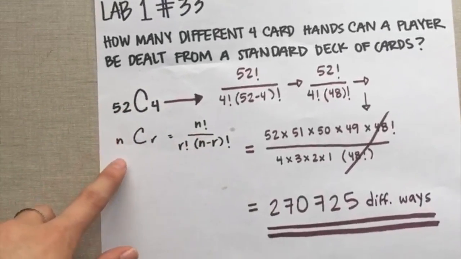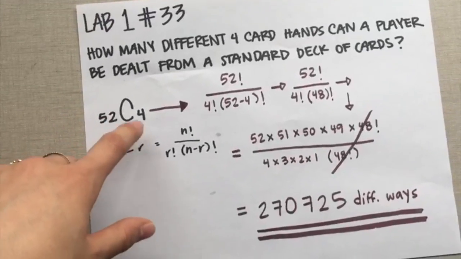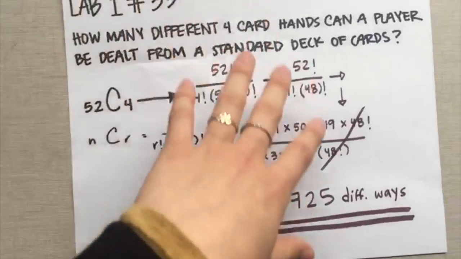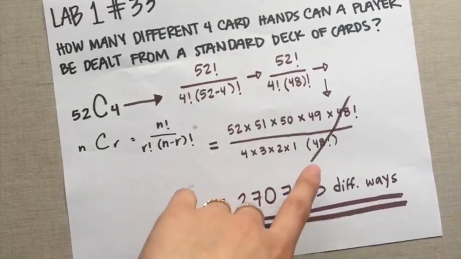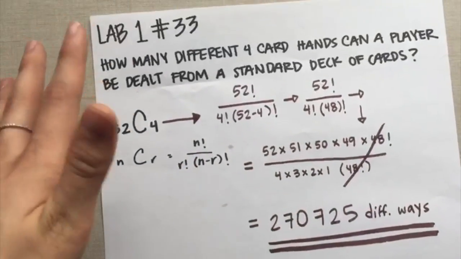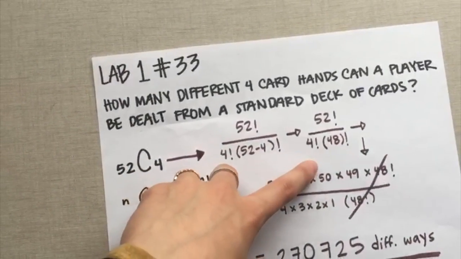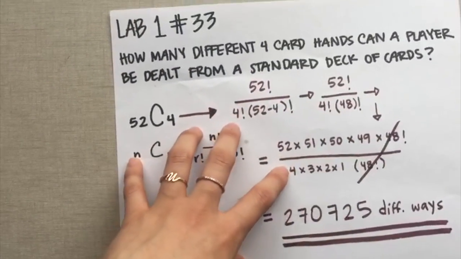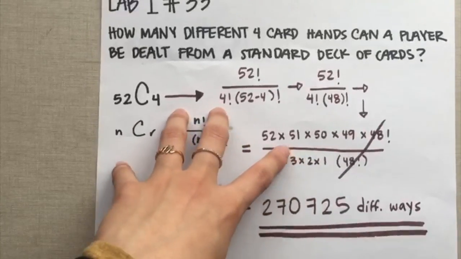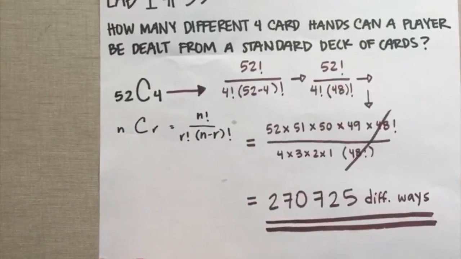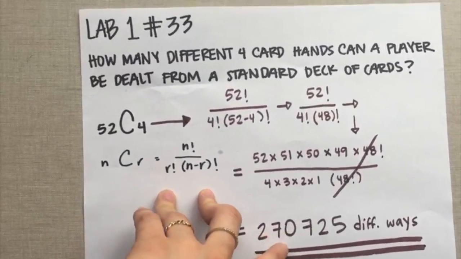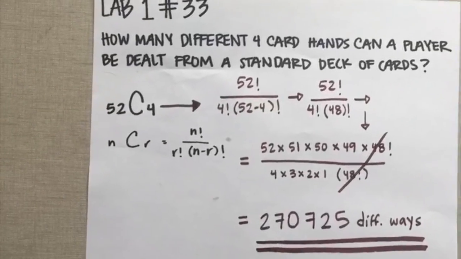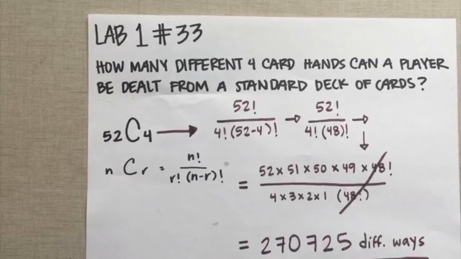This is the formula we're going to use, 52 being the N and the R being the 4 cards we are going to choose. When you expand the formula, you can eliminate the 48 and you will be left with 52 times 51 times 50 times 49 over the expansion of the 4 cards, which is 4 times 3 times 2 times 1, and it leaves you with 2,070,725 different ways in which you can be dealt the 4-card hands.